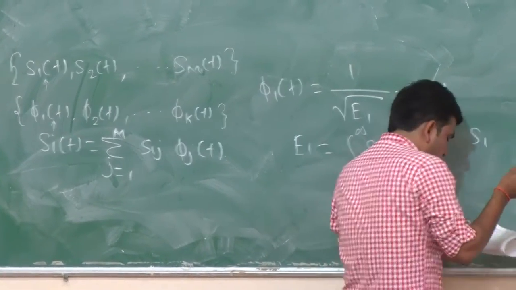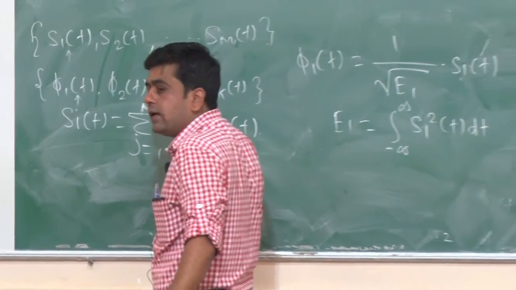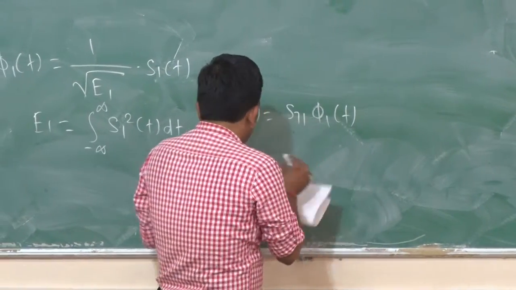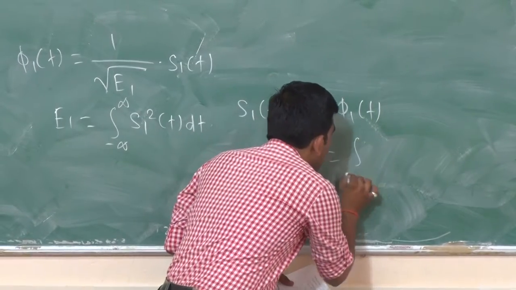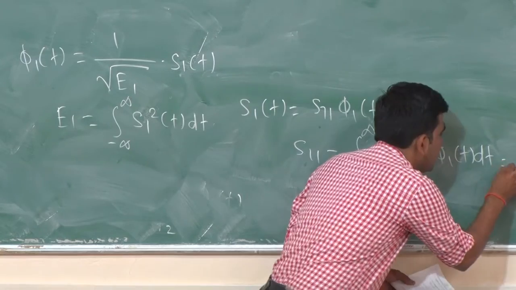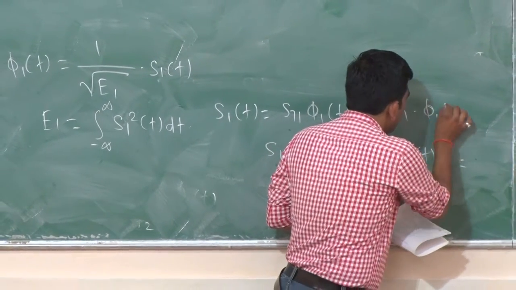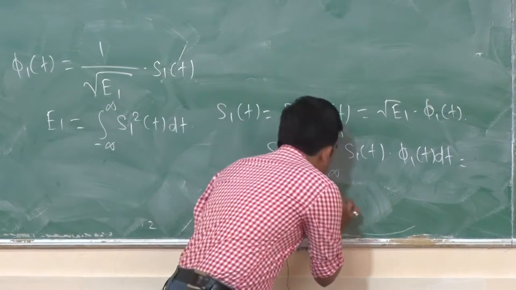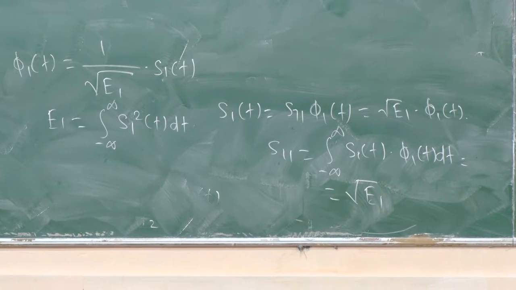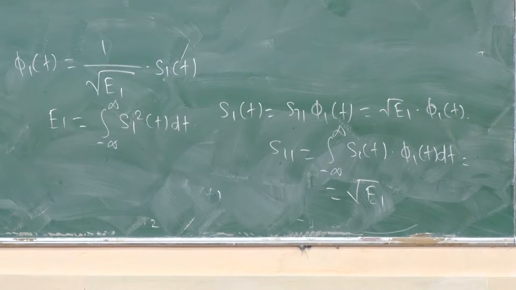So, here we are having S1 of t. It can be given as S11 into phi 1 of t. This coefficient S11 is nothing but the integration from minus infinity to infinity of S1 of t into phi 1 of t dt. So, this is nothing but root E1 into phi 1 of t. So finally we can say that this coefficient S11 is equal to root E1, square root of the energy associated with your first signal E1. Is it clear?